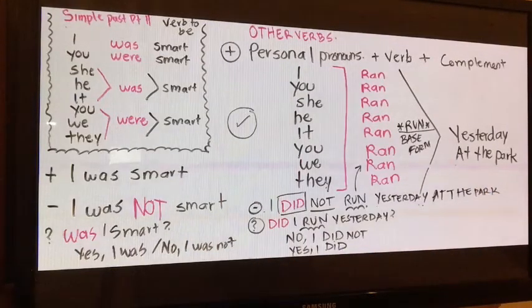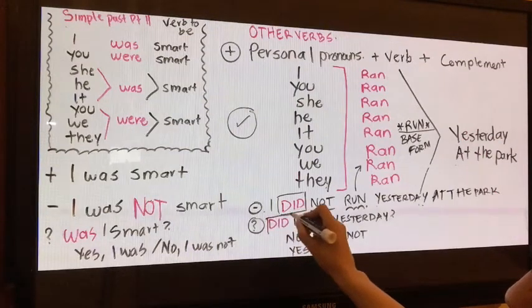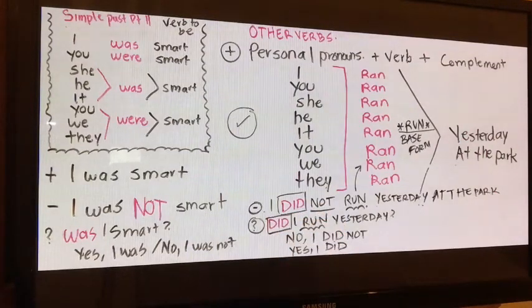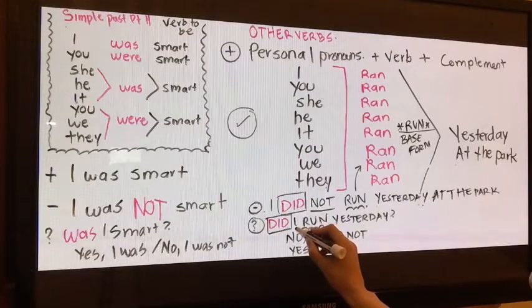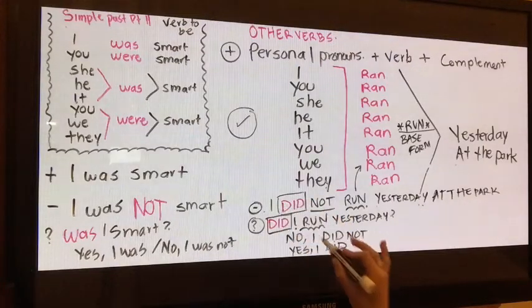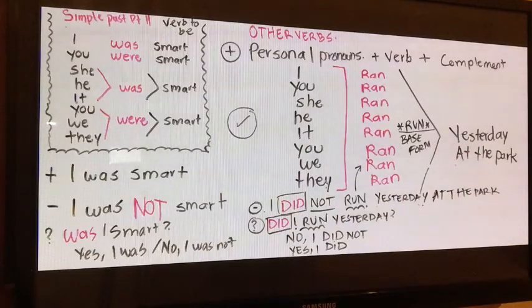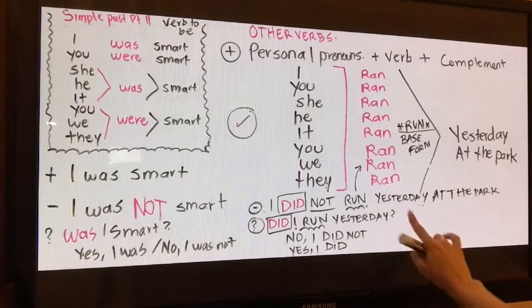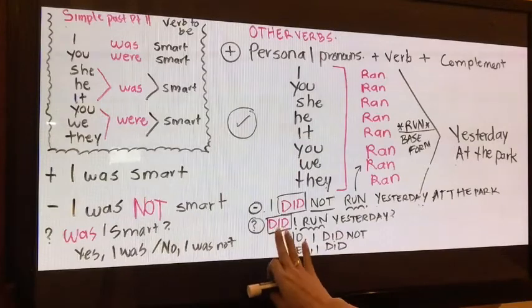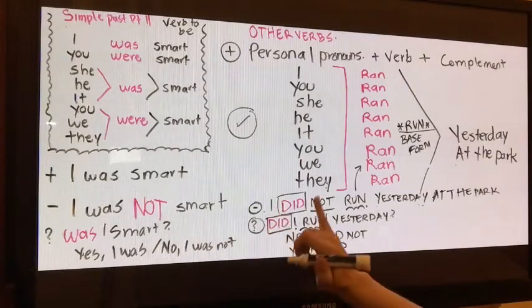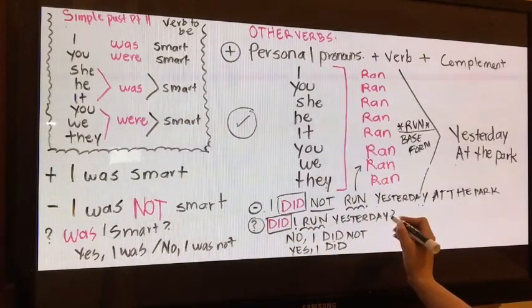And in case I want to create a question sentence using simple past, I have to start with did, that is my auxiliary verb. I have to place my pronoun, and the verb, as you can see, has to stay in its base form again. Finally, I can add my complement. So the question would say, did I run yesterday?